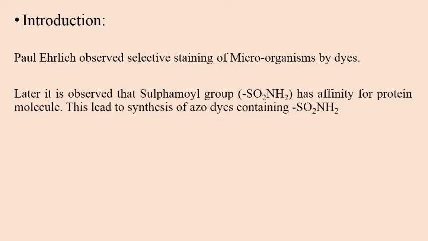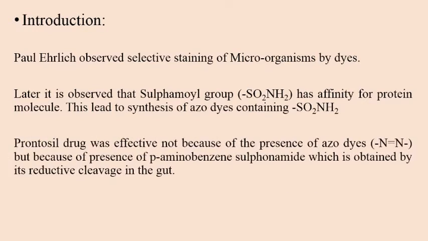protein molecule. This led to synthesis of azo dyes containing SO2NH2, that is sulfamoyl group containing azo dyes. Why? Because this SO2NH2 group has affinity for protein molecule. So these drugs will be absorbed in bacteria and they will be responsible for killing the bacteria. So this was the intention behind synthesis of azo dyes containing SO2NH2. Now on this, Prontosil was the first drug.